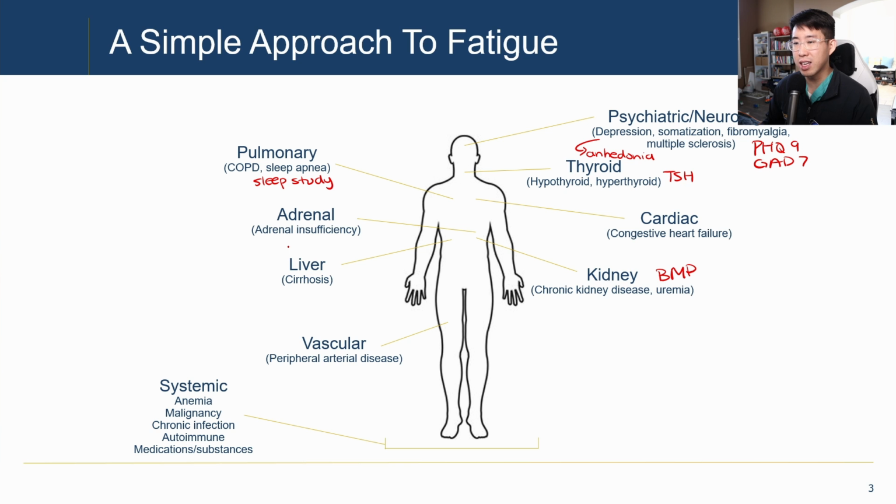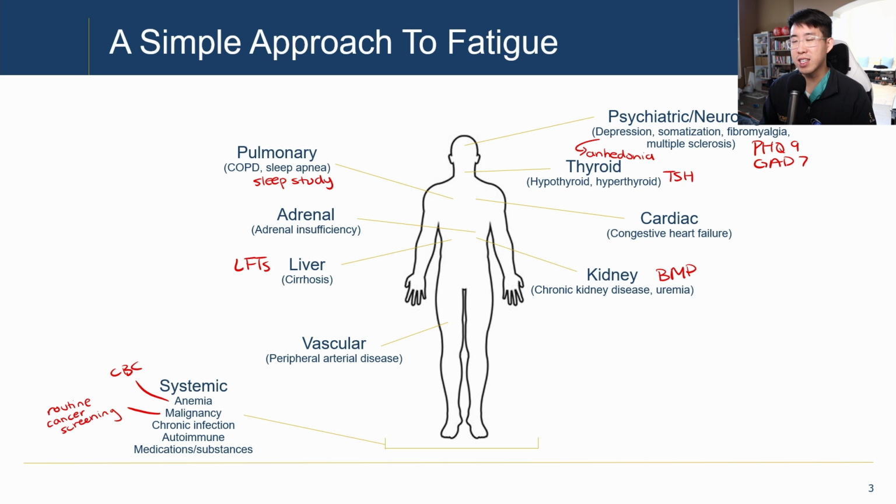For the liver, of course, you're going to get LFTs. For vascular, again, it's going to be based off your history and physical. For anemia, we're going to do a CBC. For malignancy, we're going to be doing routine cancer screening. So is the patient due for a colonoscopy, or a pap smear, things like that, or breast cancer screening? And then assessing the other issues is going to come down to, again, your history and what your suspicion for infection, autoimmune, or medication-induced fatigue is.